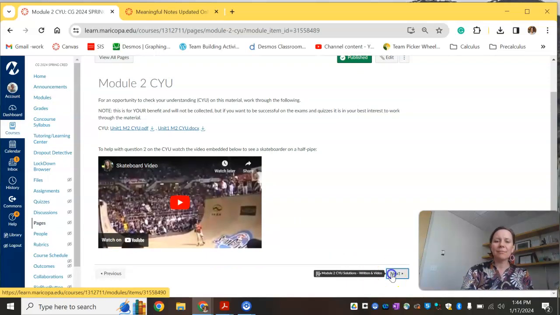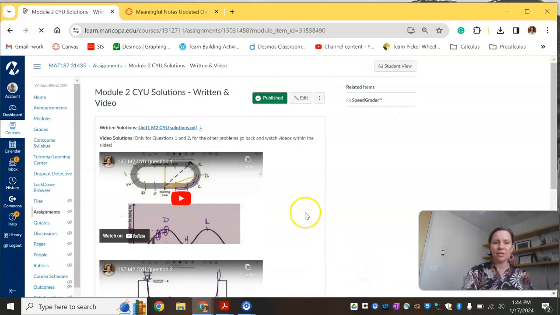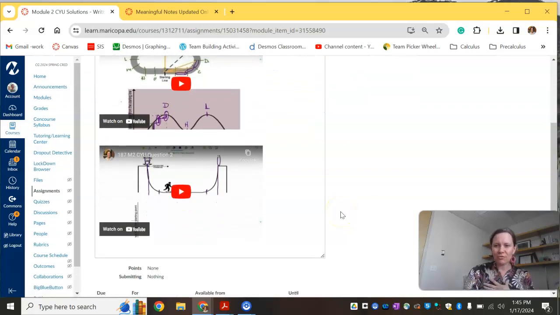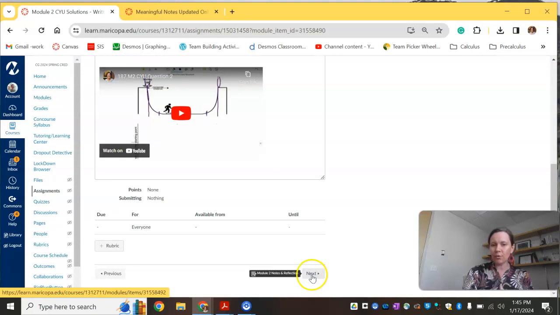The next assignment within this module, you'll notice, is the solutions. In this particular one for Module 2, there are only video solutions on the first 2 questions. That's partly because if you look ahead at the remaining problems within the CYU, there are some very detailed solutions, and they're also very similar to some of the problems you would have seen in the lessons. There is a PDF that has worked out solutions for you. You can check your work and see how you're doing. If you feel good and confident enough, then great, you can move on to the next thing. That's really my checkpoint of, did you learn what you need to learn?